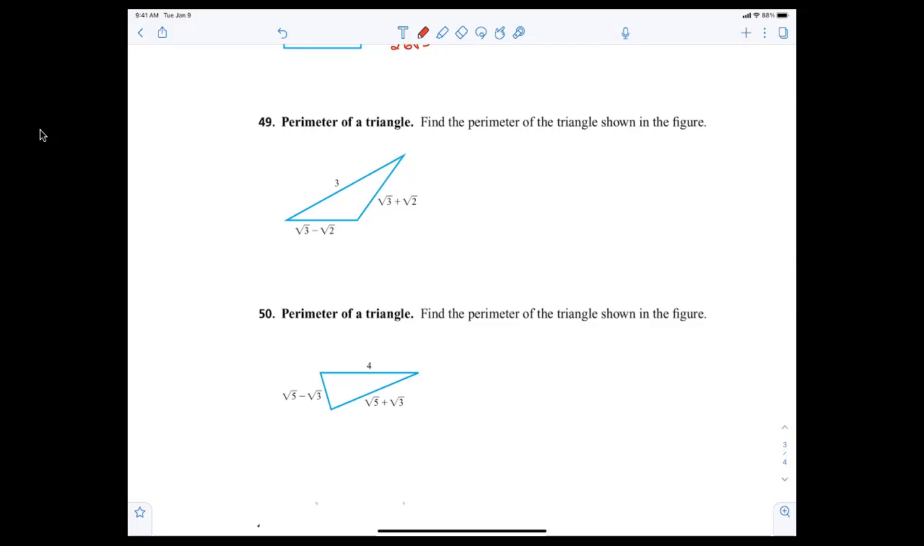Anybody else want to give it a shot? Go ahead. 6.464. Absolutely incorrect. Wait, I just added them up. And you're not adding them up. You're adding them with the radical. You're not using your calculator. Oh, I got it. 3 radical... Yes. You add up the radical 3s, and then you minus the radical 2, or plus radical 2 minus radical 2.